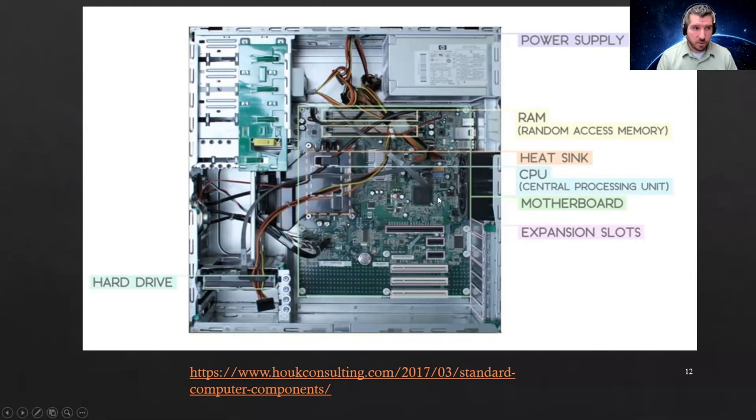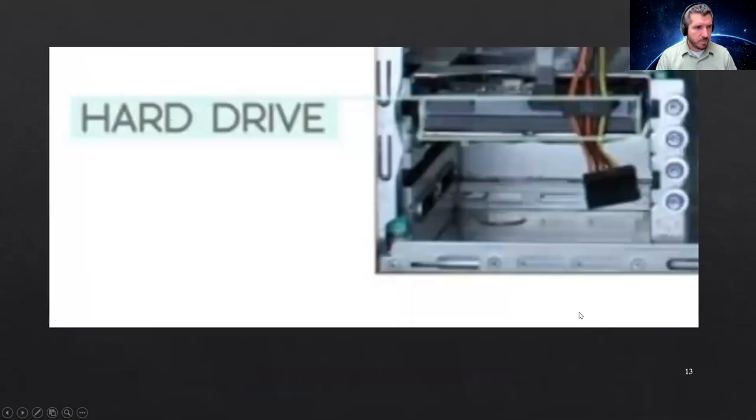Expansion slots are in the motherboard just to put other things in there. Sometimes you might put a sound card or another GPU or something like that. A hard drive usually sits off to the side, and a lot of times it's further away. It's hard to access. You can see it's not right on the motherboard. It's connected with a cable, so it's further away from the CPU physically, as well as harder to access than the RAM itself. So that's just an idea of a generic computer.